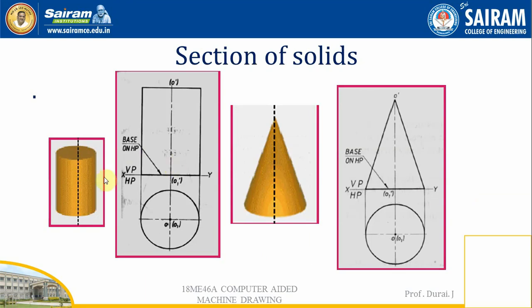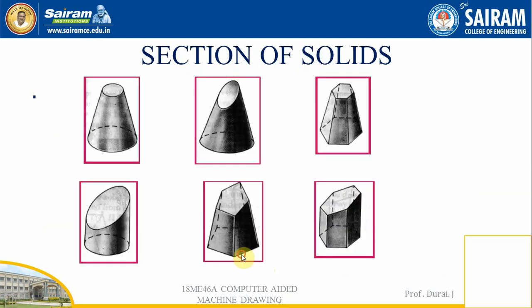Then coming here, in this section of solids drawing, a cylinder as well as a cone will be shown. For the cylinder, where the section plane passes exactly through the mid portion, the shape looks rectangular. If you cut over here, it looks like a rectangle in shape.